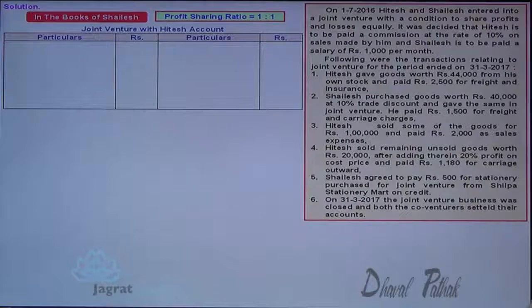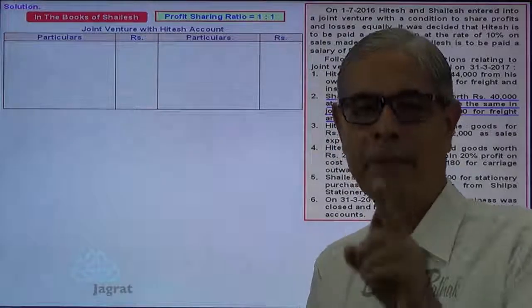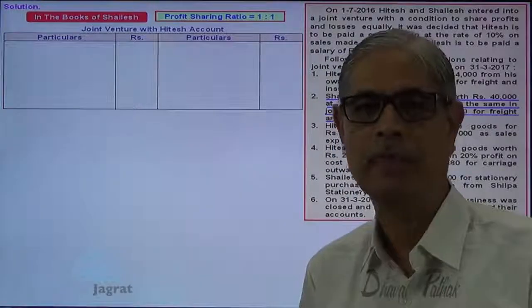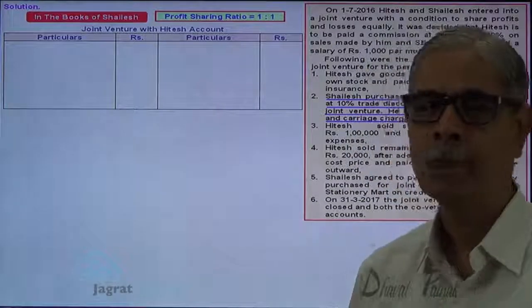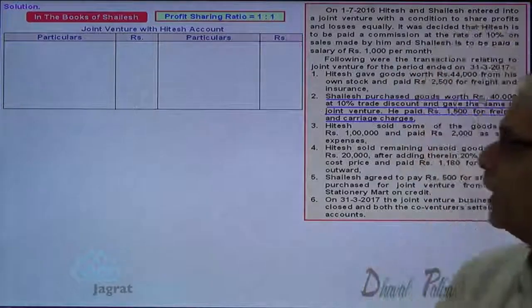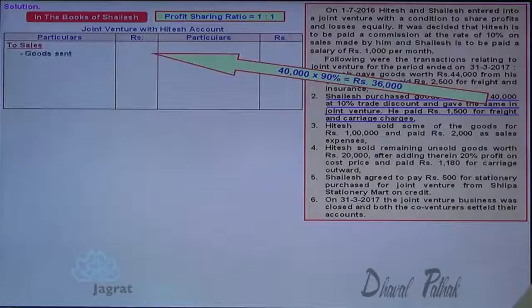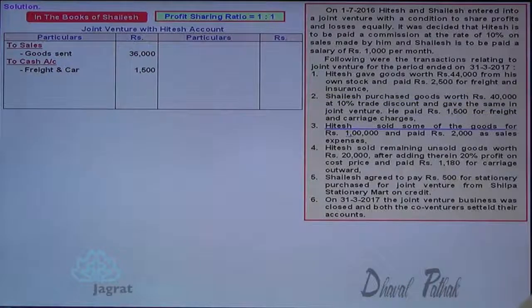Now I am Shailesh, and I purchased goods for 36,000. So I paid 36,000 for the purchase of goods. I paid for that, so the cash and bank account is to be credited, and the joint venture with Hitesh account gets debited, because goods are supplied to Hitesh for the purpose of selling. So: joint venture with Hitesh to sales account. Expenses paid by me: joint venture with Hitesh account debit to cash or bank account. Hitesh has sold goods. These are the revenue received by Hitesh.